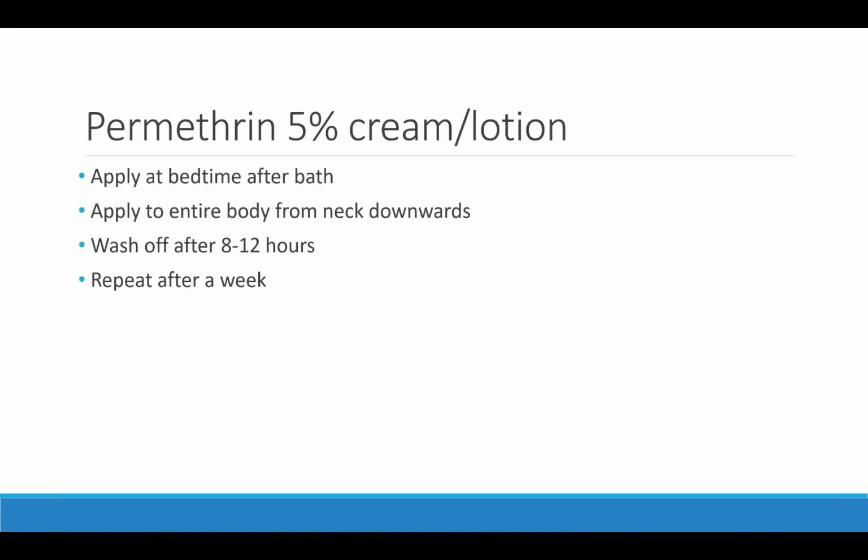How do you use permethrin 5% cream or lotion? Apply this at bedtime after the bath to the entire body from the neck downwards, including the genitals, the body folds, digital webs. Wash off after 8 to 12 hours and repeat after a week. In general, all close contacts need to be treated at the same time.